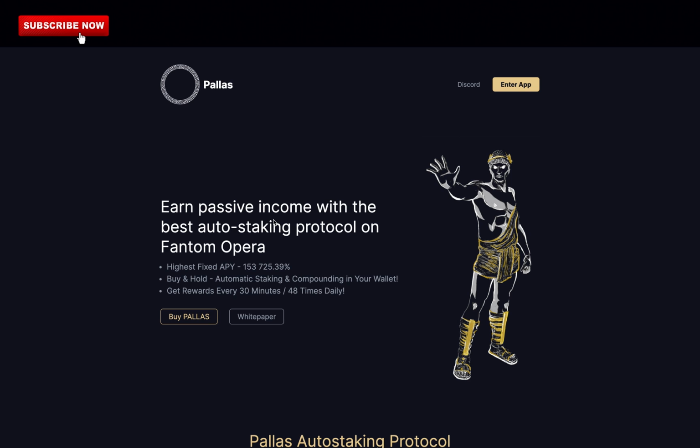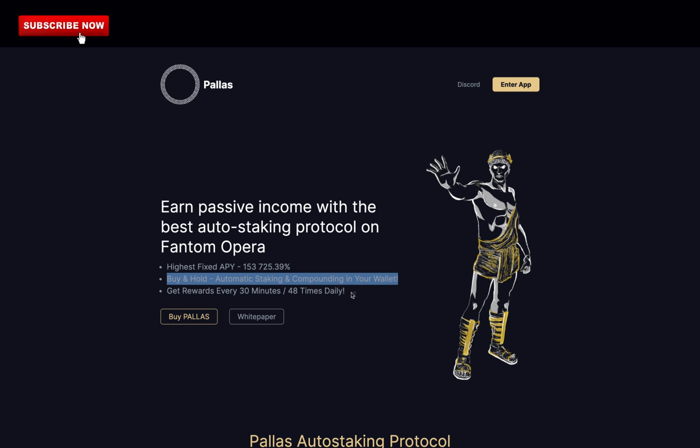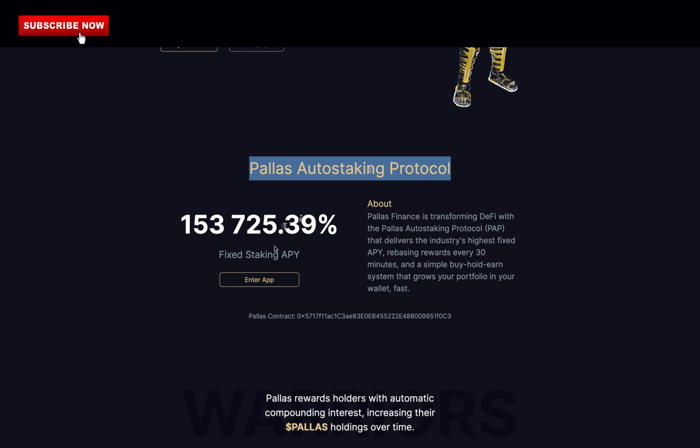Earn passive income with the best auto-staking protocol on Fantom Opera. Highest fixed APY: 153,725.39%. Buy and hold, automatic staking and compounding in your wallet. Get rewards every 30 minutes, which is 48 times daily. So they have much higher fixed APY than Titano Finance, Pallas auto-staking protocol.